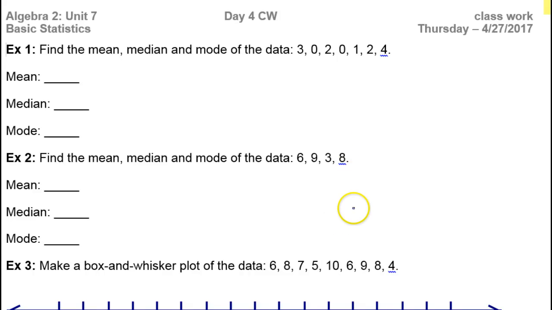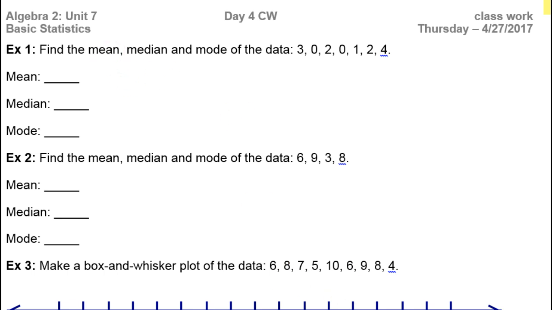All right, guys, let's review the basics on statistics. This is stuff that you would have learned in either middle school or Algebra 1. Mean, median, mode, standard deviation, that stuff. Box and whisker plots. That's basically a summary of what we're looking at right now. I'm going to go through as fast as I can.